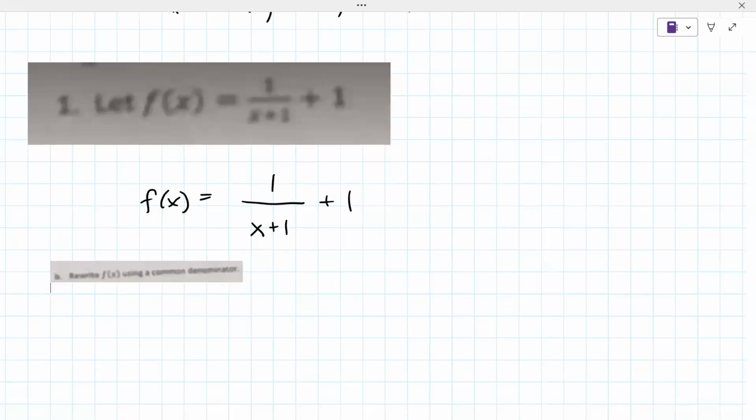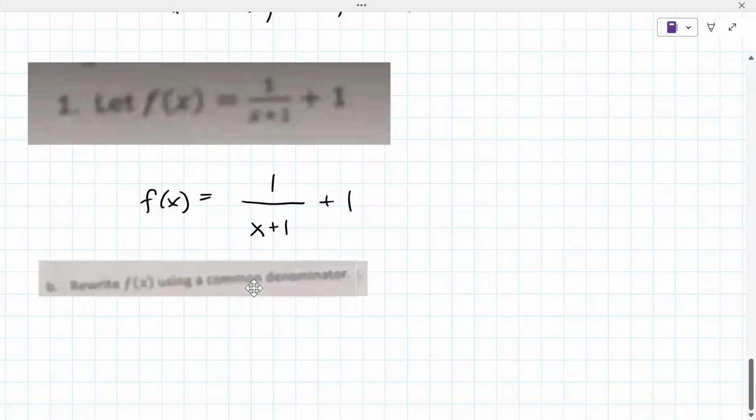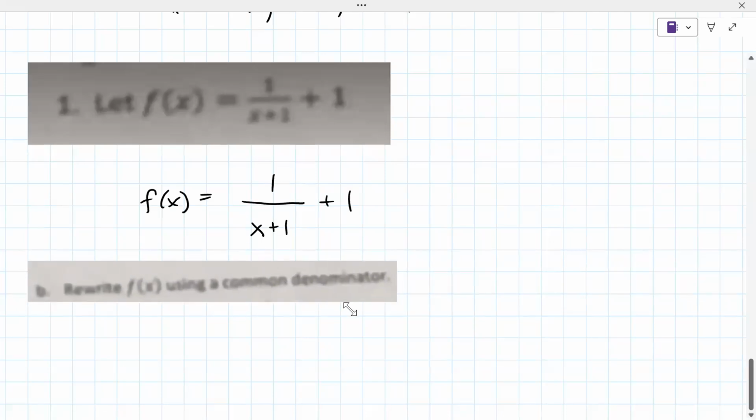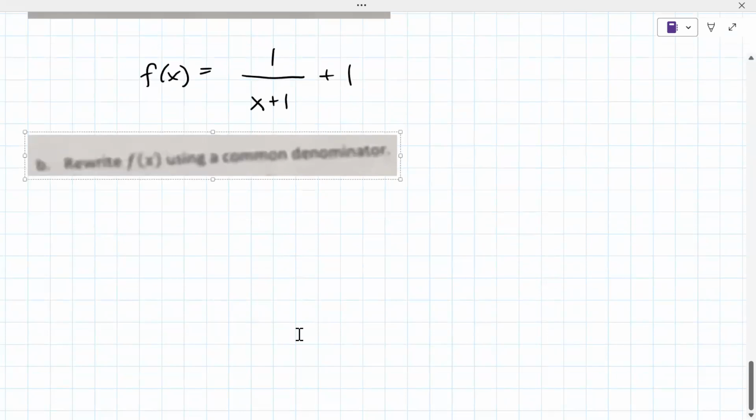Okay, so the function is 1 over (x plus 1), plus 1. You actually want to do part B first. Okay, this is to rewrite using a common denominator. So this is the single fraction thing. So try to work that out as much as you can on your own now. Okay. Make a common denominator. Got it.